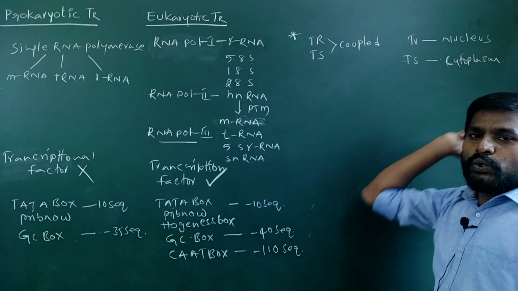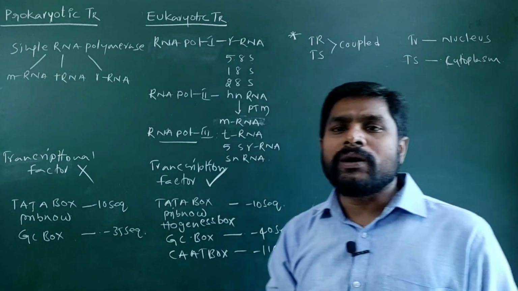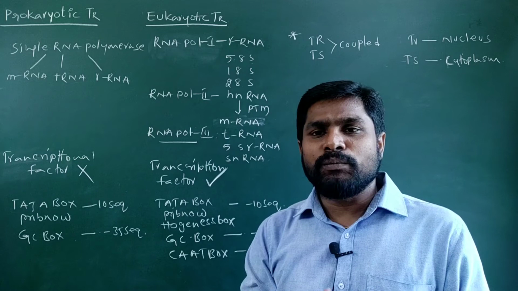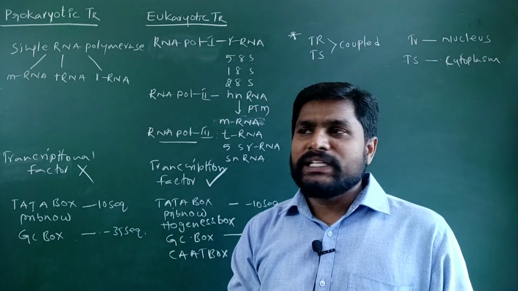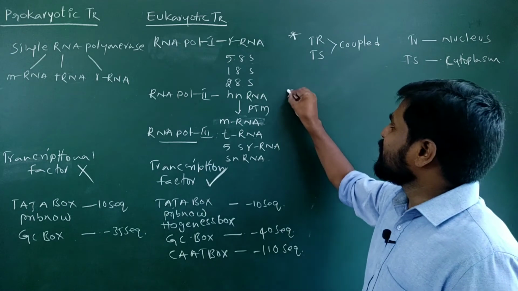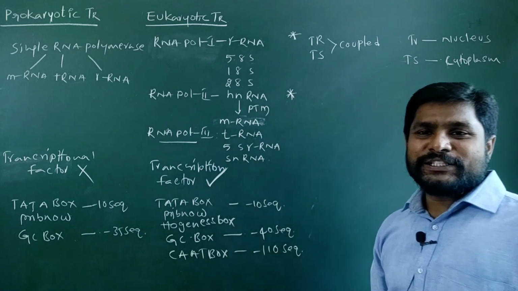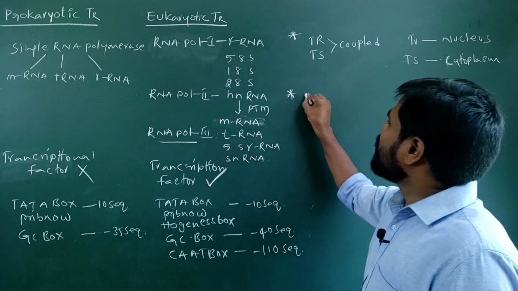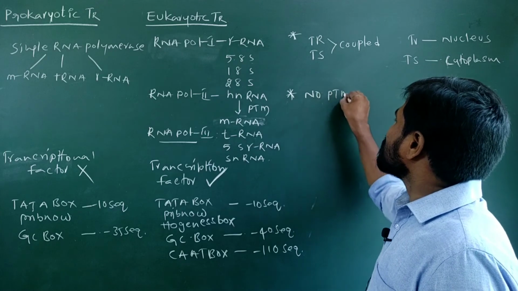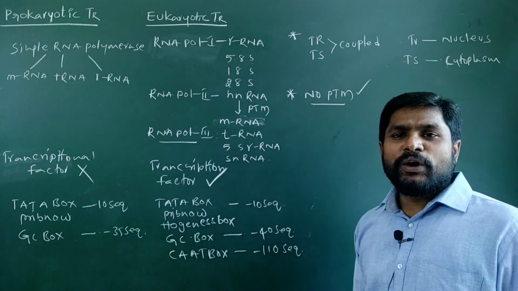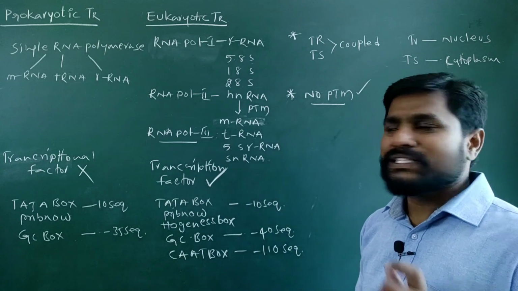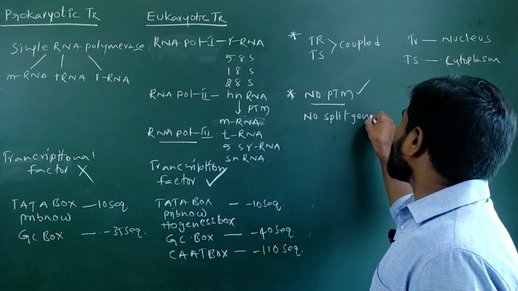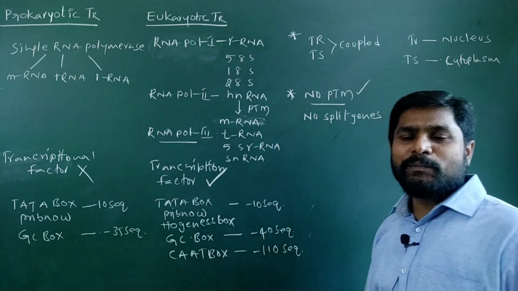Nothing but these two events of the central dogma of molecular biology are separated by space in the case of eukaryotes, but in the case of prokaryotes they both are coupled with each other. And the last and important difference between prokaryotic and eukaryotic transcription is post-transcriptional modifications. In prokaryotes, you cannot find any post-transcriptional modifications, because the prokaryotic genome doesn't consist of split genes. No split genes in prokaryotes, hence no post-transcriptional modifications.